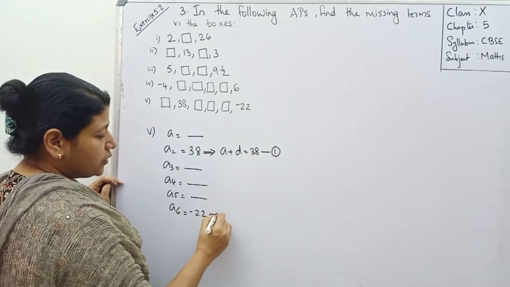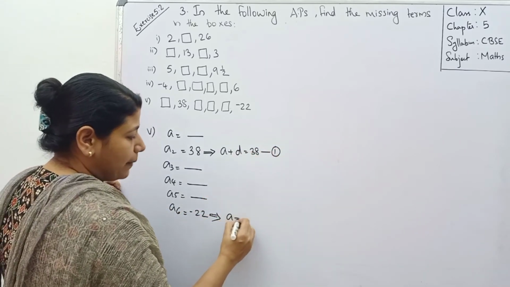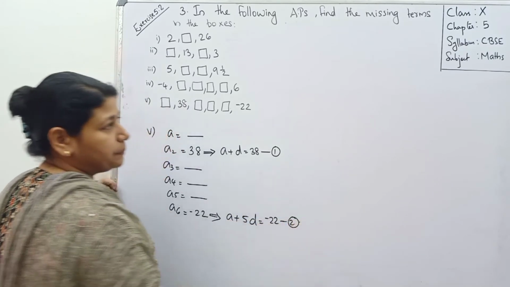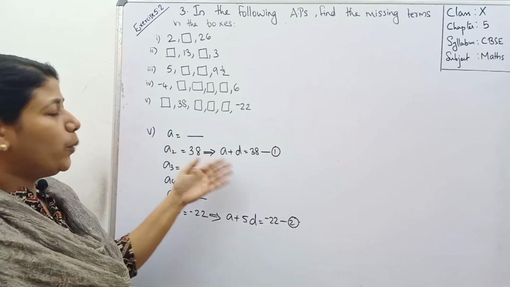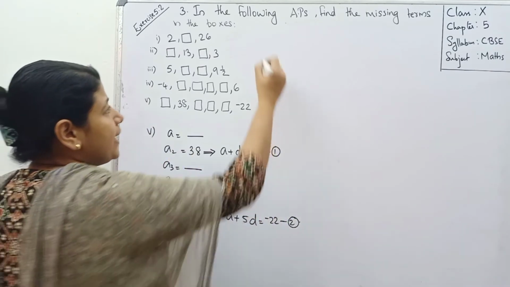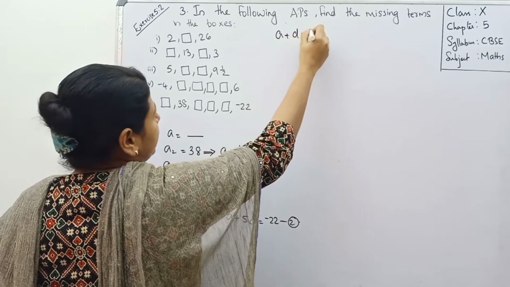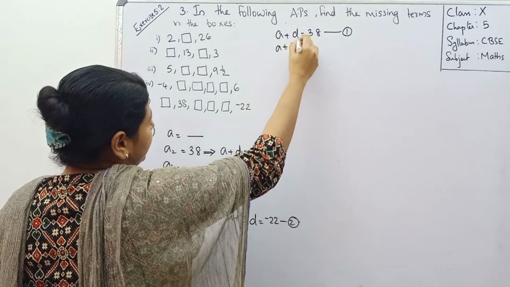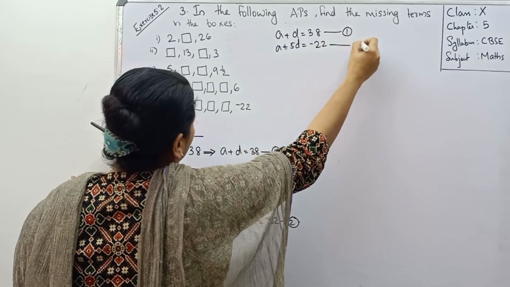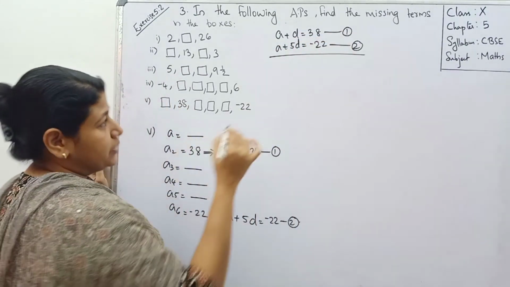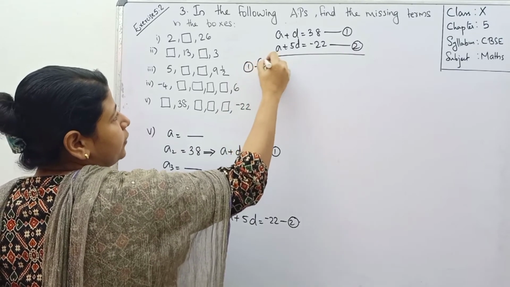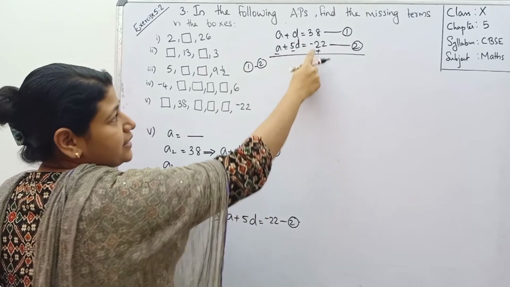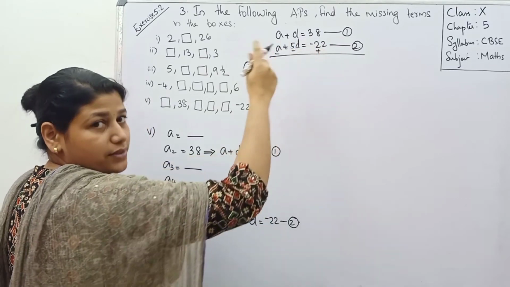And in this case also, this is the sixth term. So, a plus 5d is -22. This is the second equation. As we have studied, we have to solve these two equations. a plus d equal to 38, first equation, and a plus 5d equal to -22, second equation. You can subtract, minus here, okay. You just change the sign. Since this is negative, so I put positive sign here.